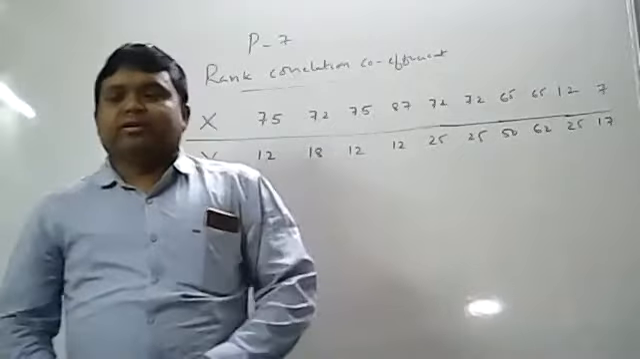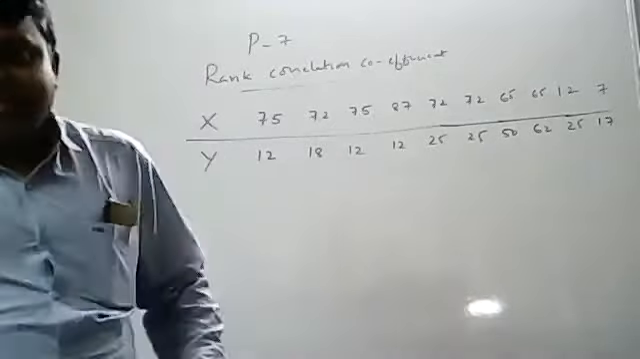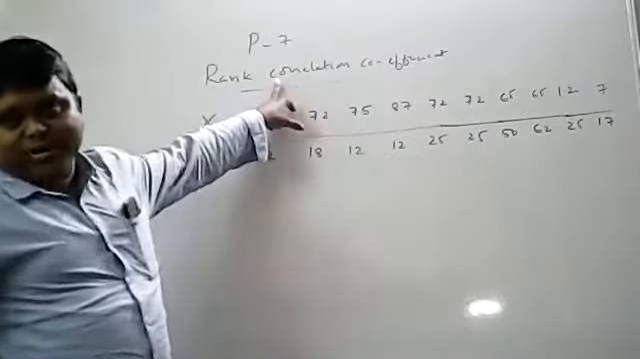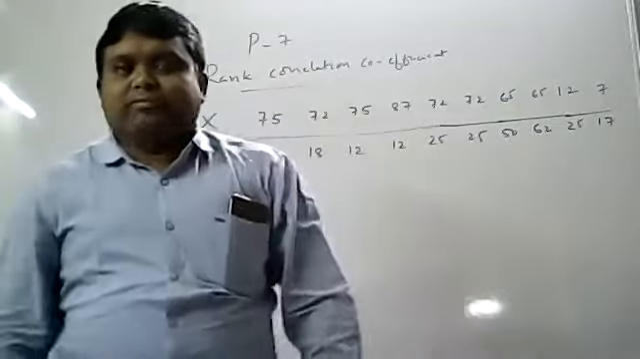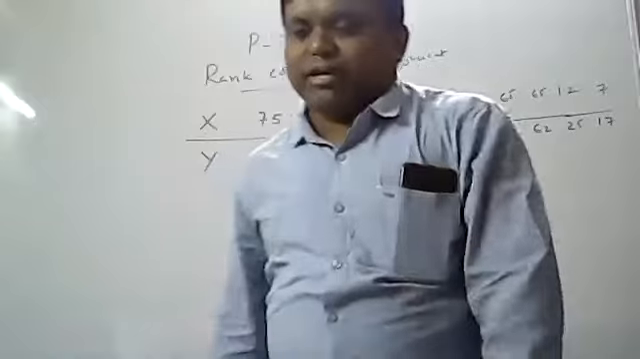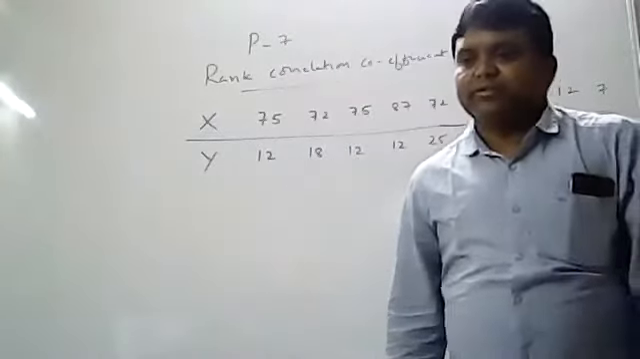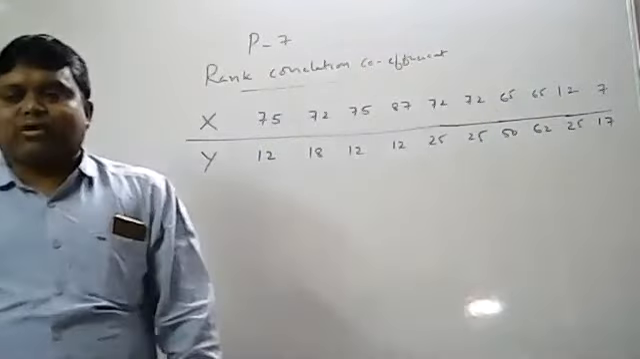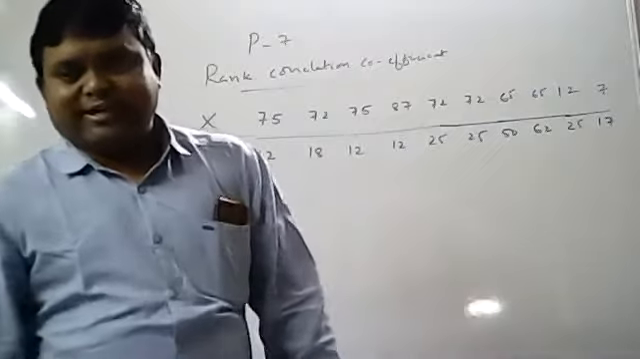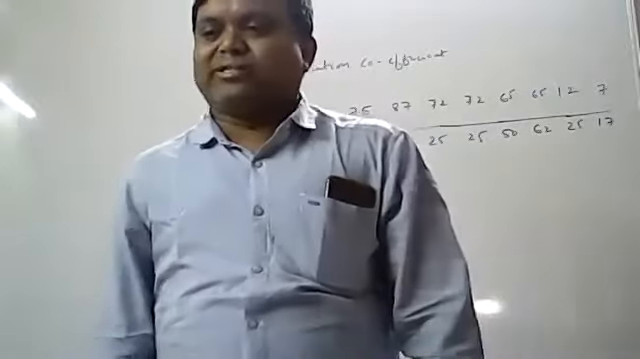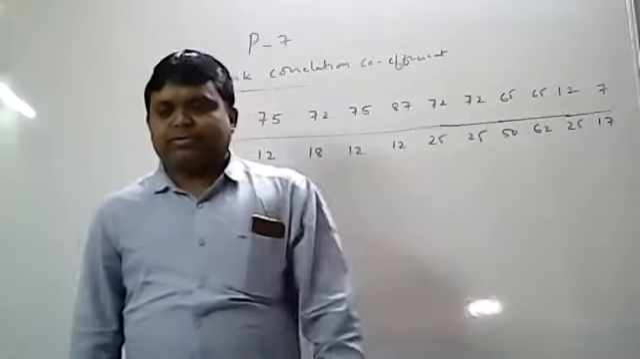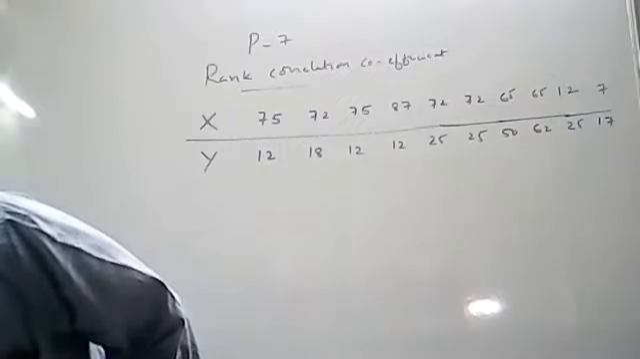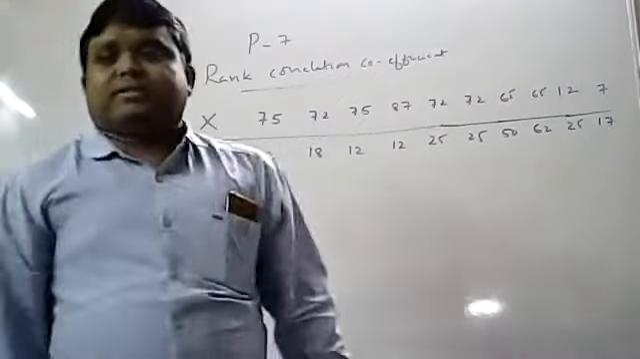Write down the first step, aim. Put the side heading, aim. Aim means for this particular problem, what you have to calculate. You have to calculate rank correlation coefficient. So write down the aim: to calculate rank correlation coefficient to the given data.